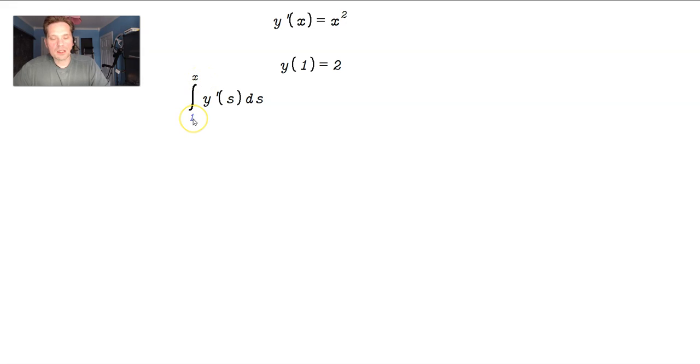That's why. The 1 on the bottom that you see here, that's because this is 1 right here in this position where it's red. You see that's 1. So you put that also 1 on the bottom, and the x is the upper limit of integration.